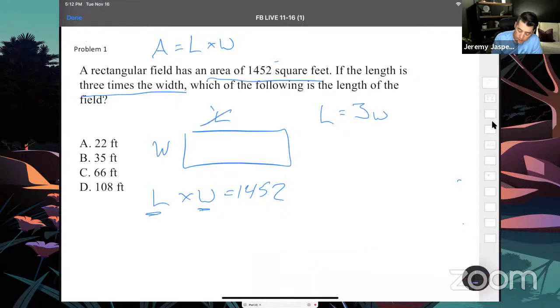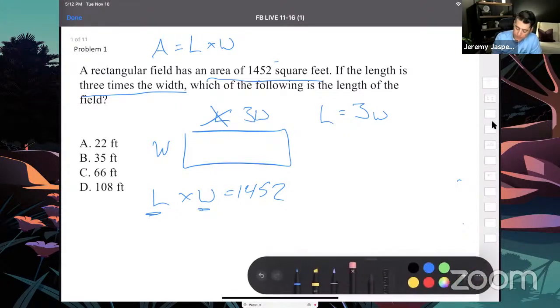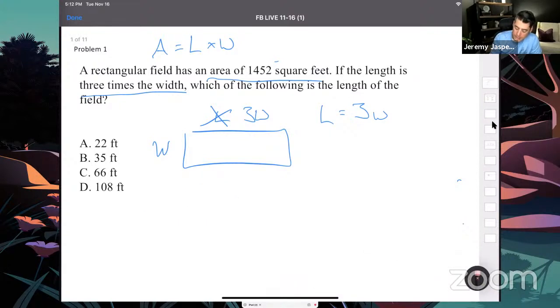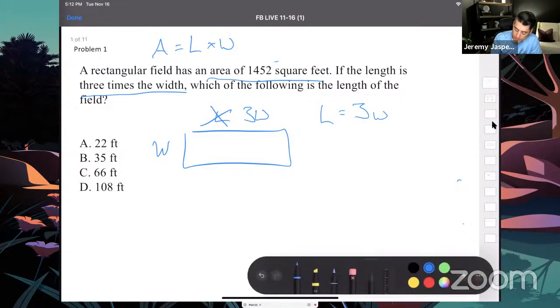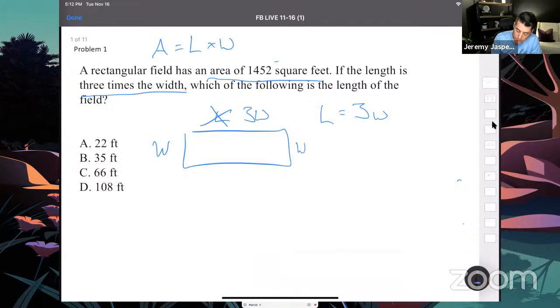So if I just kind of do this and I put 3W here, all right, let me get rid of this. Now I have, because it's a rectangle, this is W, not that this matters here, but this is W and this is 3W, right? Area is equal to length times width.